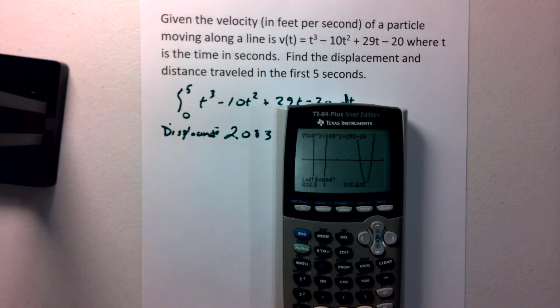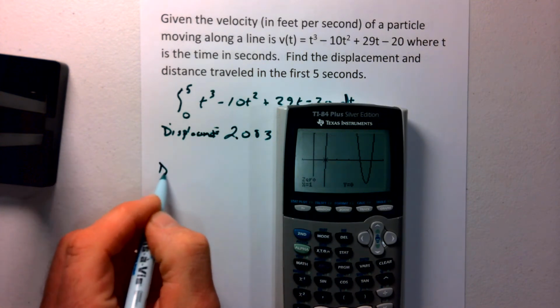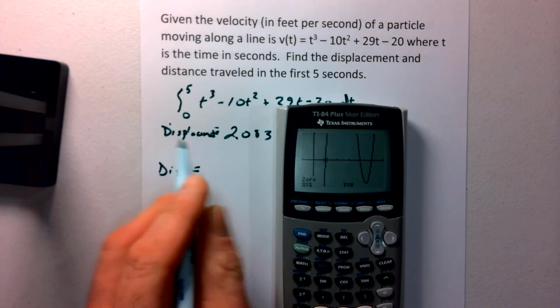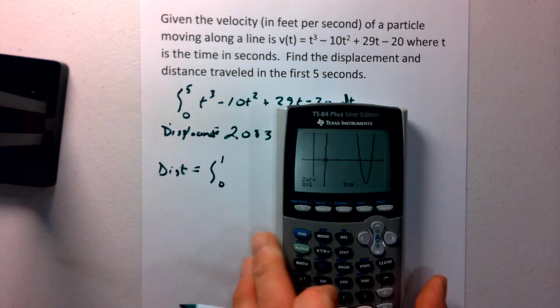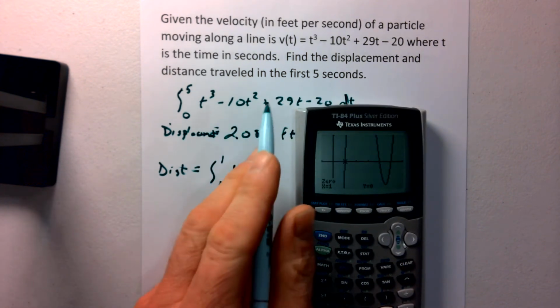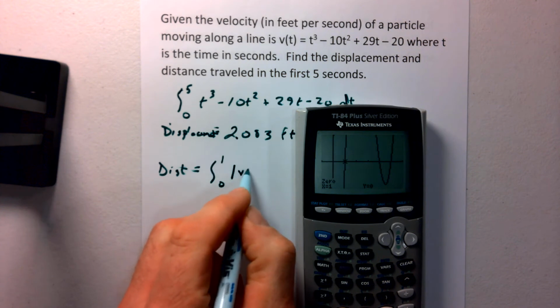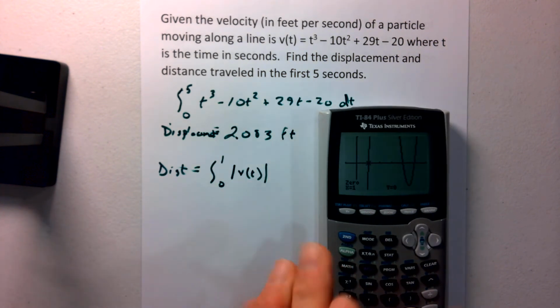It looks like it's at 1 there. So I'm going to go left bound is 0, right bound at 2. So that does give me a 1. So for my distance traveled, I'm going to get the integration from 0 to 1 of the absolute value of that function. And I'm going to go ahead and put it in as v of t because I'm kind of lazy and I don't want to type it all out.